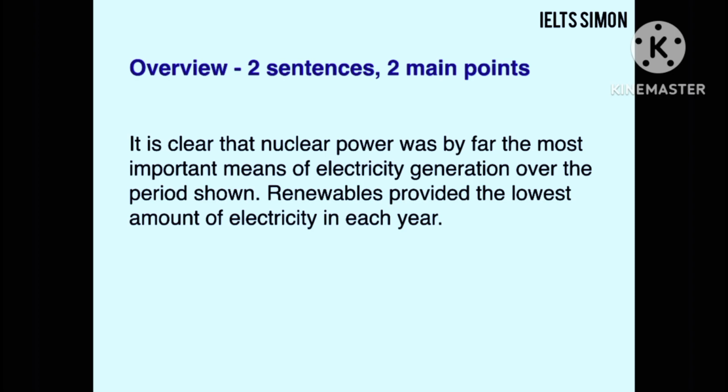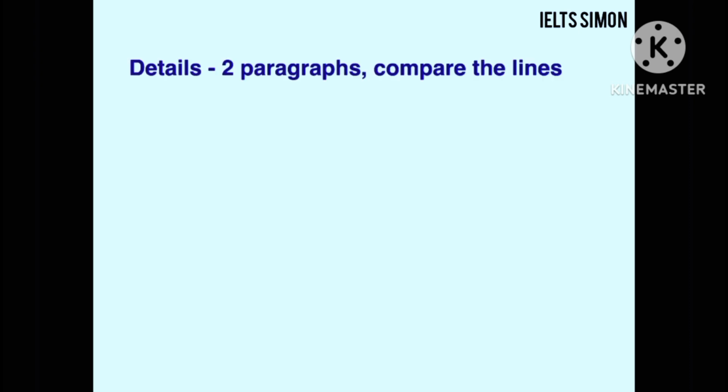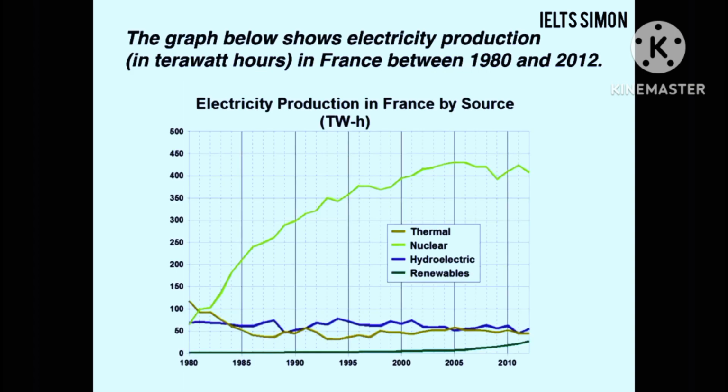2 paragraphs done. Now we're ready to move on to the details paragraphs. 2 paragraphs, paragraphs 3 and 4, in which we compare the lines in more detail at specific points. We need to look at the graph again and decide what to put in paragraph 3 first of all. I always begin at the beginning with the first year, so I'm going to compare the 4 numbers in 1980, and then I'm just going to move on to this one point in 1981 when nuclear power becomes the most important, the highest for the rest of the period. That's all I'm going to put in paragraph 3.